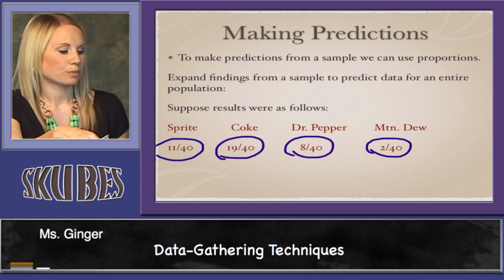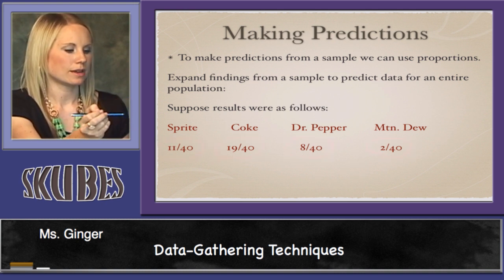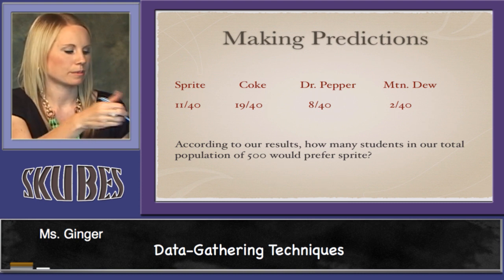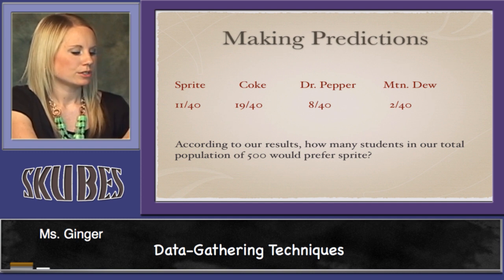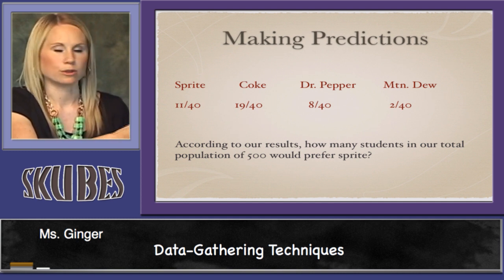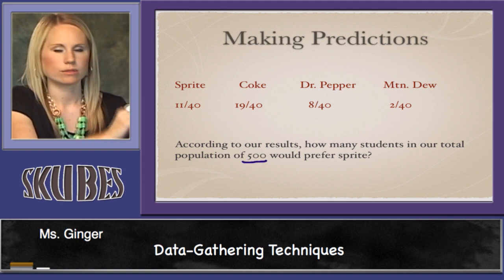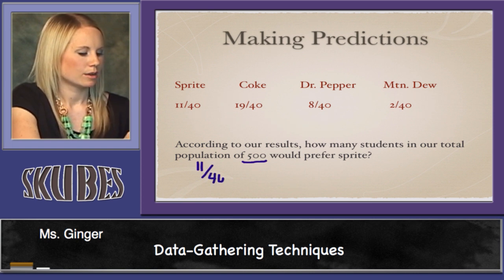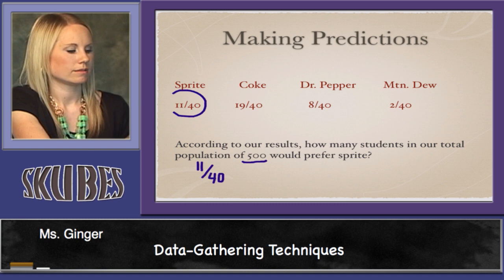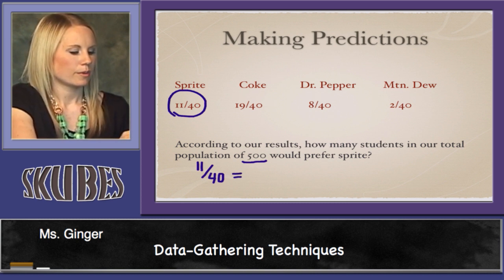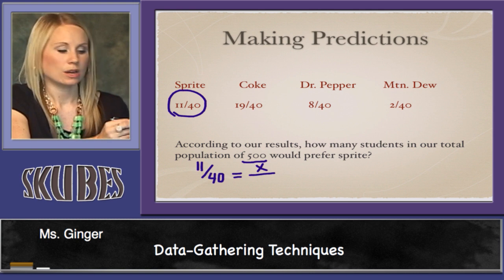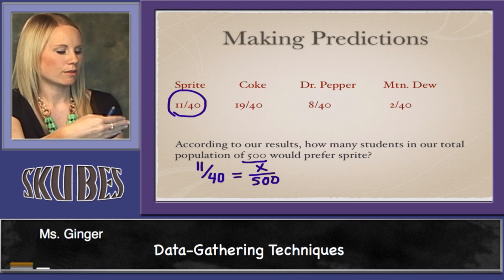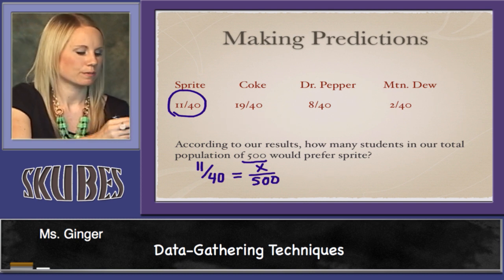Well, what we're going to do is we're going to use a proportion. Okay, based on results from our sample, we're going to expand it to find what would likely be the preferences of our population. So how many students in our total population do you think would prefer Sprite? And it says here that we have 500 at our school. So if 11 out of 40 preferred Sprite in the sample, you can see here, we're going to compare that to how many would prefer it out of a group of 500. So we're going to set up a proportion. 11 over 40 equals x over 500.